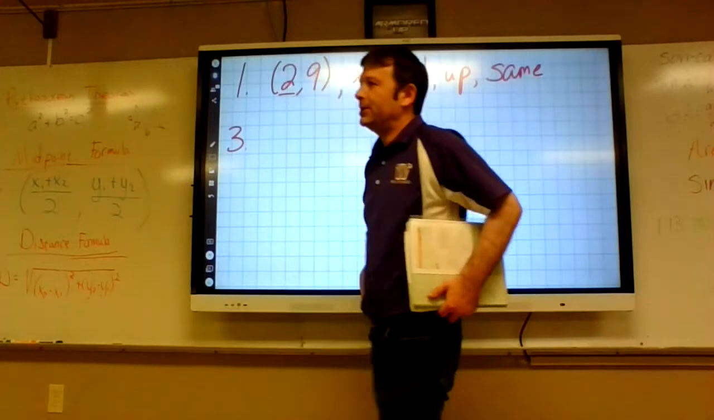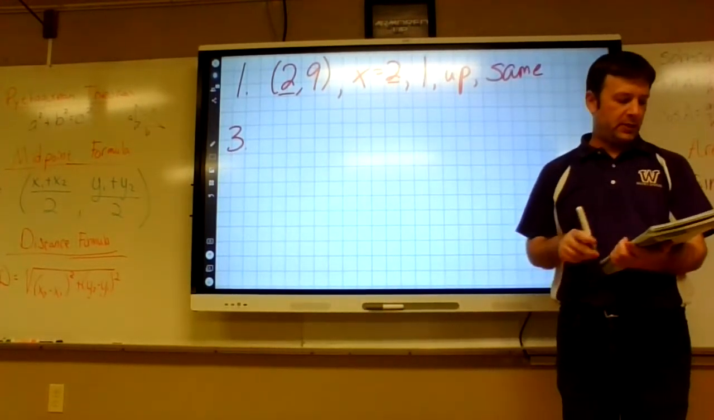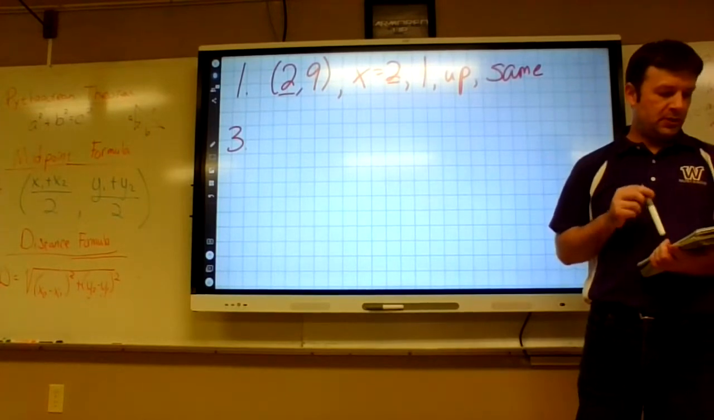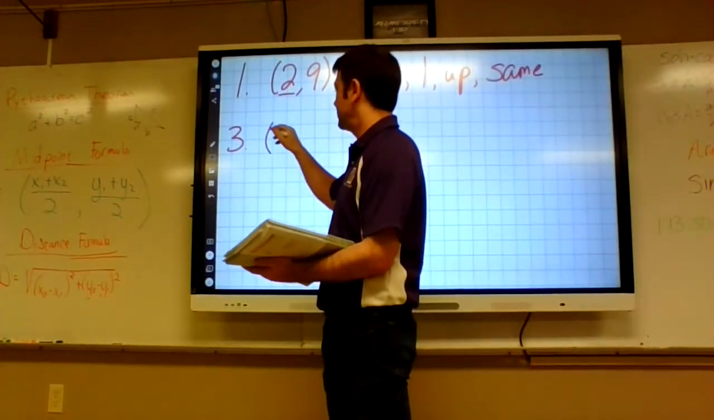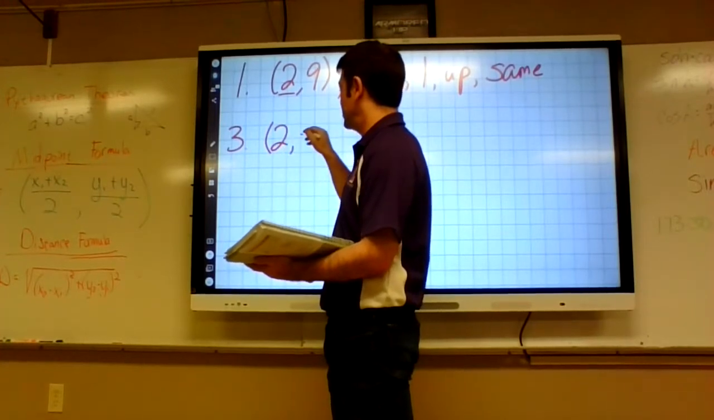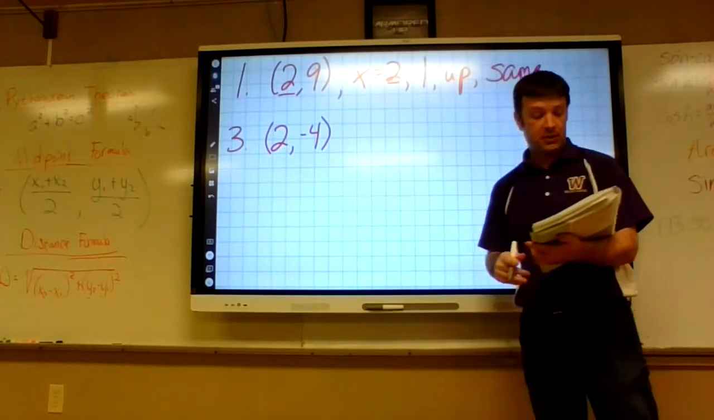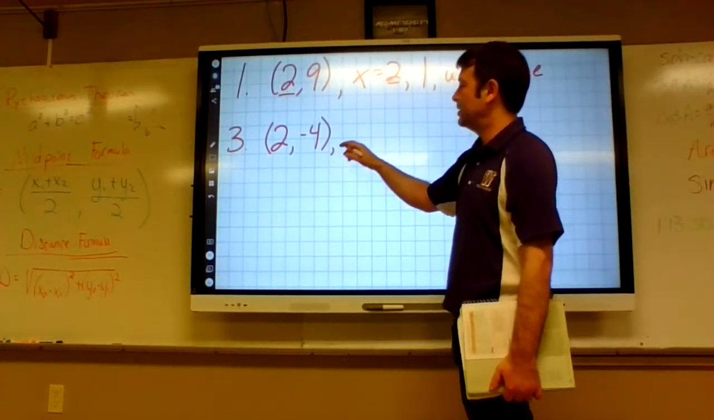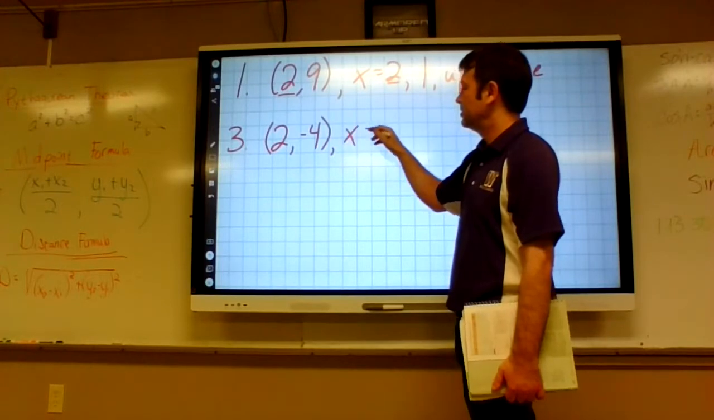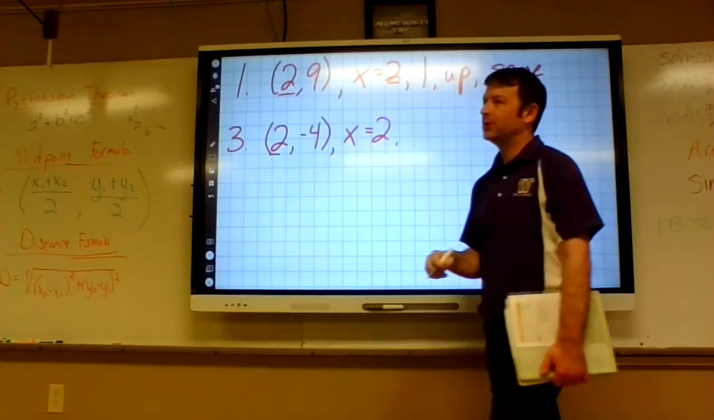Okay, where is the vertex going to be on number 3? 2, -4. You guys see where we got those from? The opposite of the number in parentheses, the same as the number after the parentheses. What is the line of symmetry? X equals 2. It matches the x coordinate of the vertex.